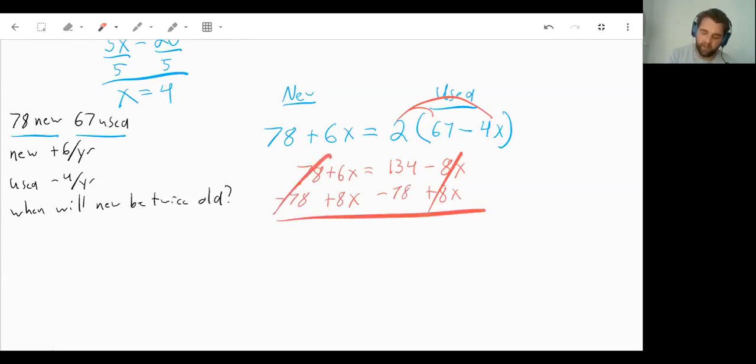Now we can go and combine our like terms. So 6x plus 8x gives us a 14x. And on the right side, 134 minus 78 comes out to be 56. Now we can divide both sides by 14 to figure out how many years it will take. And our total number of years in this case comes out to be 4. Well, that's pretty cool.